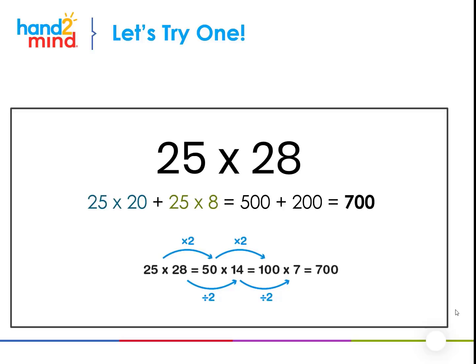If I also multiply the second number, my answer is going to be entirely too large. So because I multiplied the first number by 2, I'm going to divide the second number by 2, and I get 14. 50 times 14. Still not probably an equation that most students can readily answer.